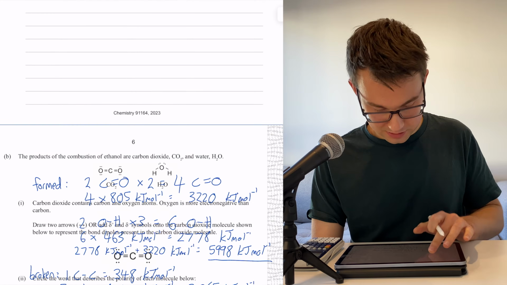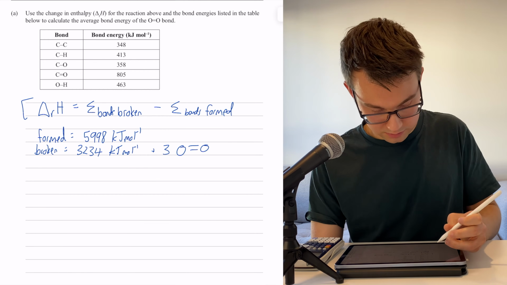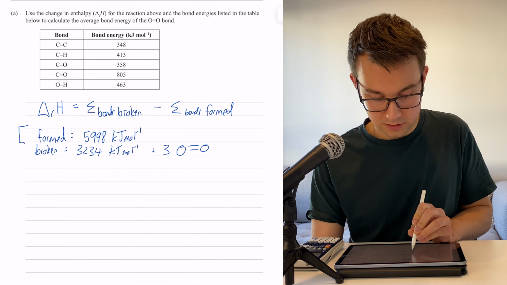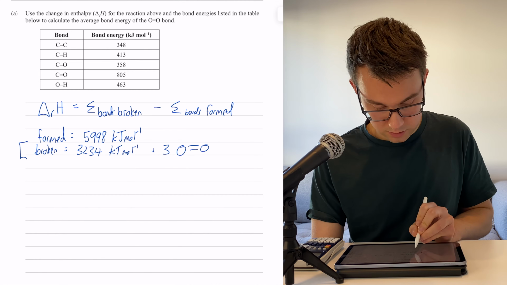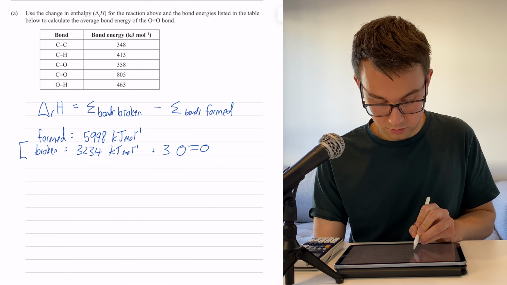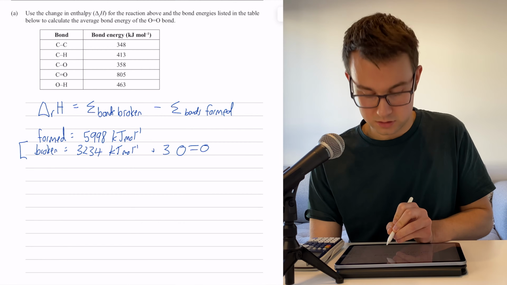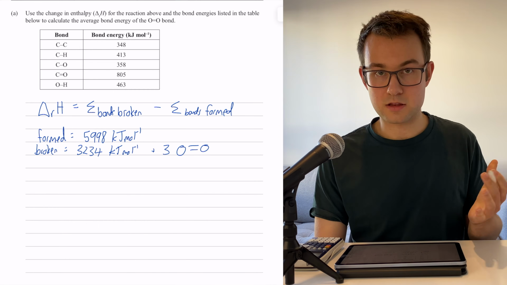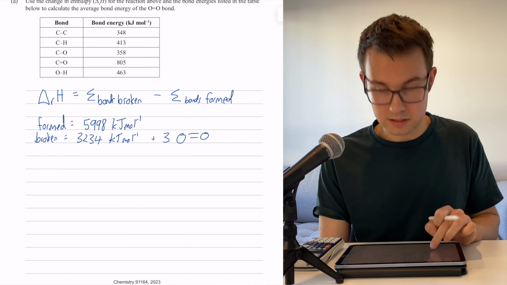Look at that. Okay, we just moved this stuff down. But the things we worked out are still here. We have the overall equation. We have the bonds formed. We worked out that was 5998 kilojoules per mole. And the bonds broken, we worked out was ethanol, 3234 kilojoules per mole, plus 3 molar ratios of your oxygen, O double bond O. Beautiful.